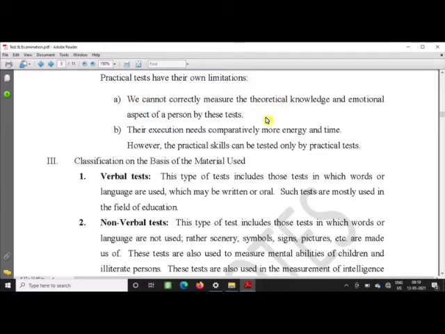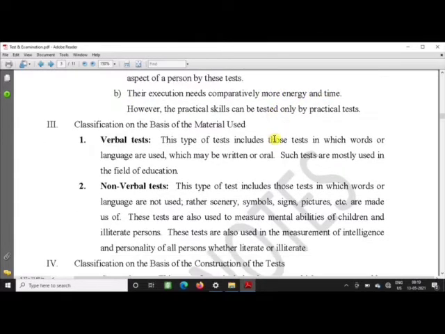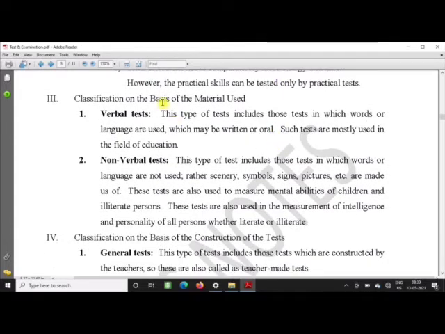Okay, and we have these limitations of practical test. We cannot correctly measure the theoretical knowledge and emotional aspect of the person, and their execution needs comparatively more energy and time. All right, so next we'll move on to the classification of tests based on material. So you can see that material: verbal test, non-verbal test.